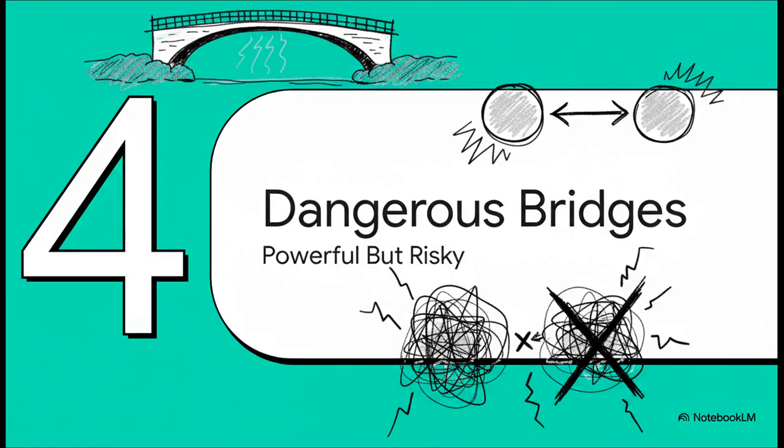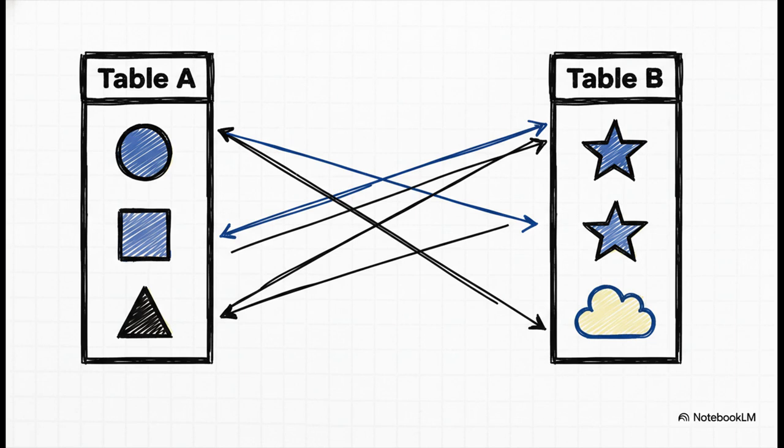Okay, so far our bridges have been pretty safe and predictable. But there are a couple of join types out there that are incredibly powerful, but if you're not careful, man, they can cause some serious problems. So first up is the cross join. The concept sounds friendly enough, doesn't it? Everyone meets everyone. It literally takes every single row from your first table and pairs it up with every single row from your second table. It creates every possible combination.